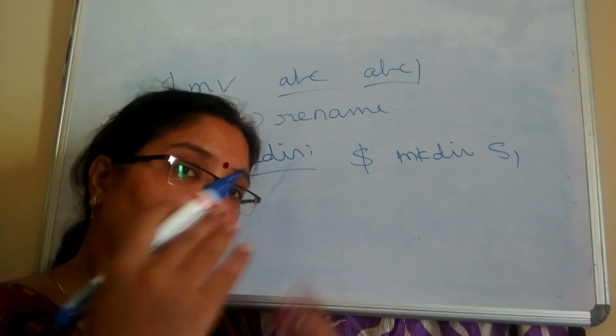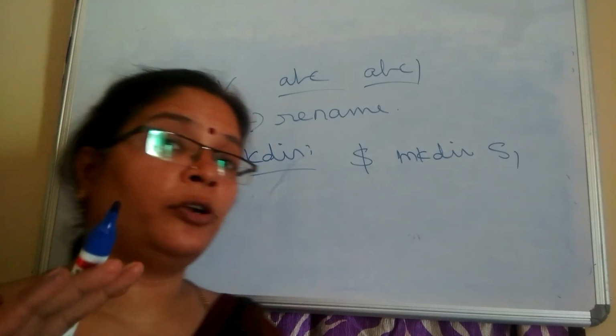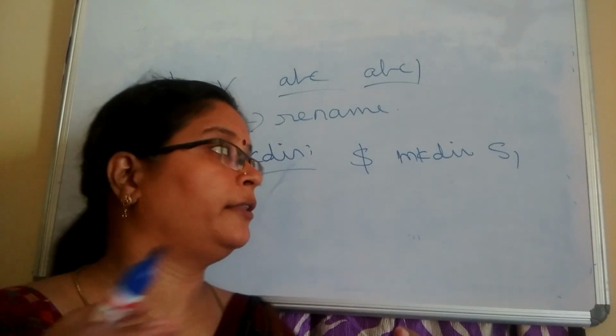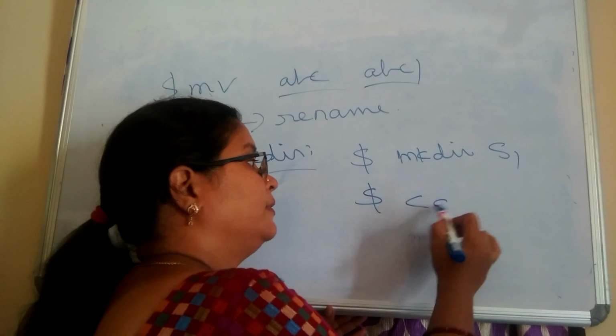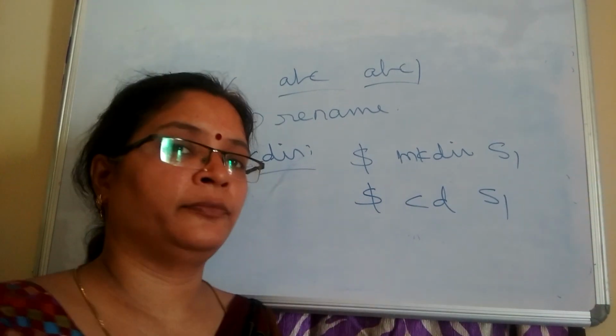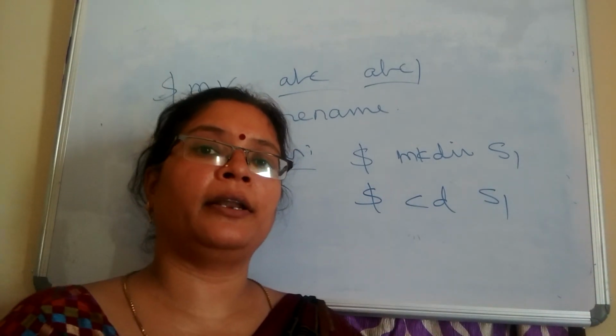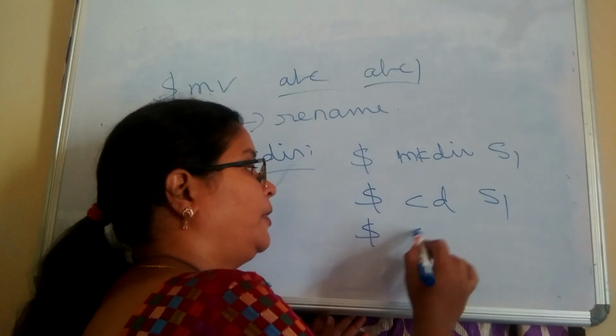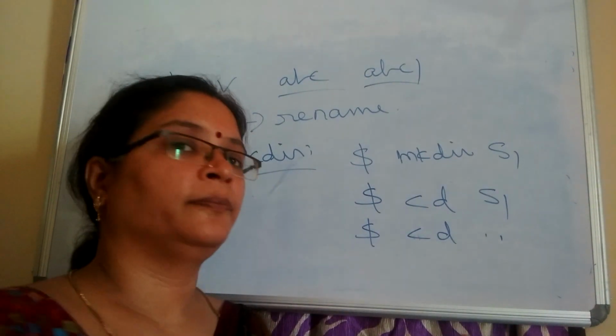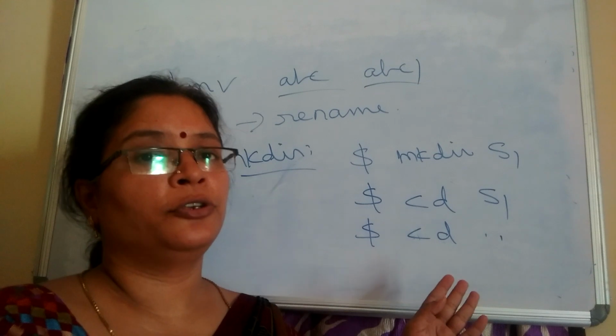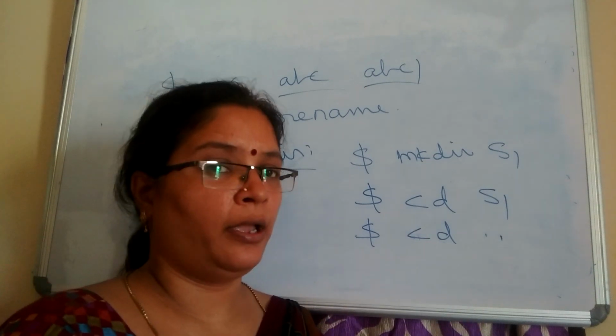Whenever you want to change into that particular directory, that means you want to enter the directory and create files there, the command is cd s1. If you want to come out of the directory, you type the command cd .. So your path will be changed and you come out from the directory called s1.